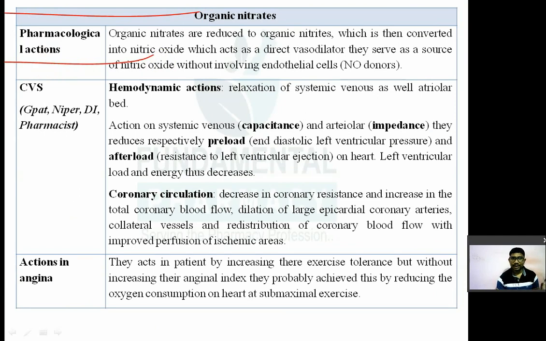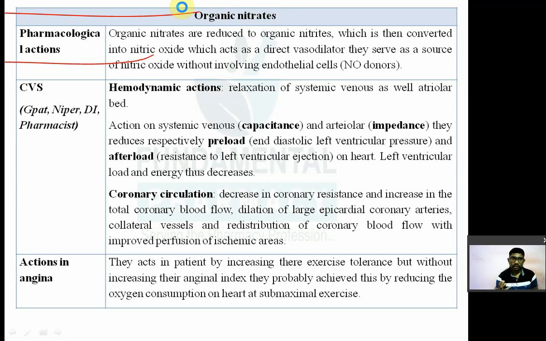Organic nitrates are reduced to organic nitrites. Whenever you give an organic nitrate like isosorbide dinitrate or any such drug, it will be reduced into nitrites. So the organic nitrates undergo reduction and nitrites are formed, and then later on they are converted into nitric oxide. What will nitrites become later? Nitric oxide, which acts as a direct vasodilator because nitric oxide is the endothelium relaxing factor.